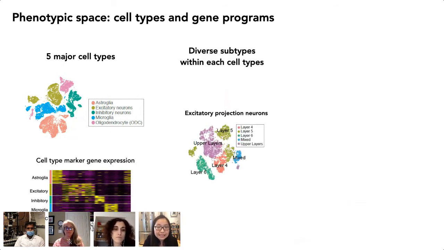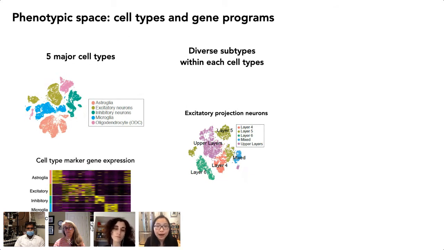For example, we can take the excitatory projection neurons out and further classify them into subtypes. In this case, we can classify them into several subclusters that correspond to their lamina positions in the cortex. This is important because it really shows that the resolution of our readout in the Perturb-seq is much better than the traditional bulk approach.